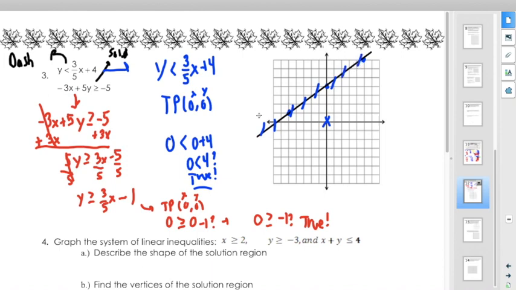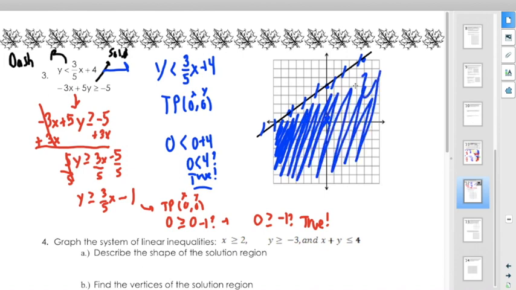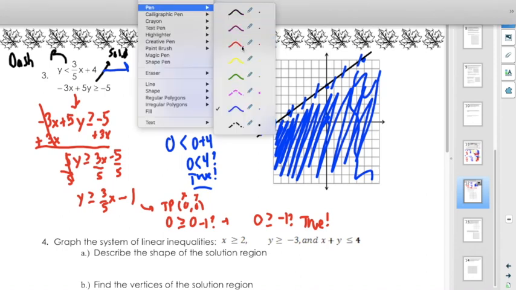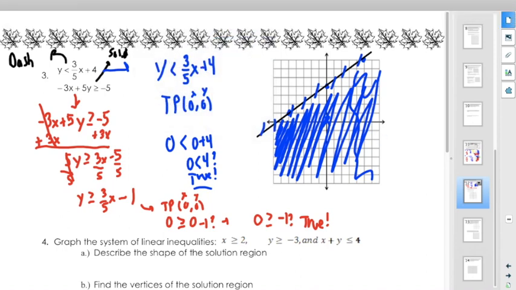Now, let's do the shading. My test point was true. So at 0, 0, it's true. That means I want to shade towards my test point. All this stuff here. Let's graph the other one. Y is greater than or equal to 3/5 x minus 1. Well, let's see. My shading kind of messed this up, but that's okay.